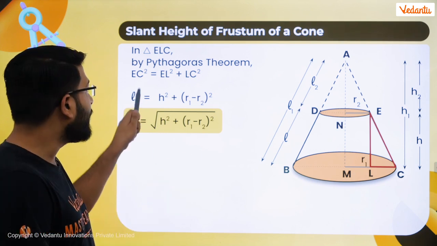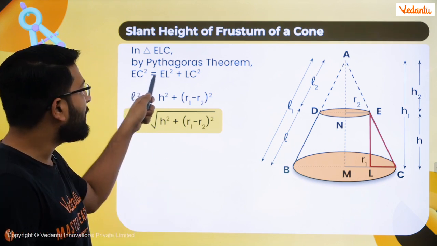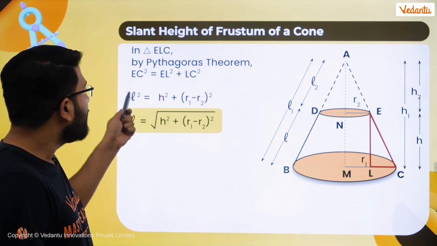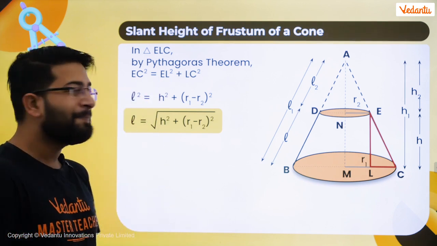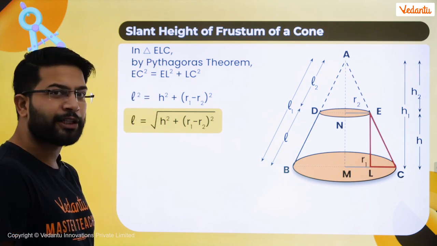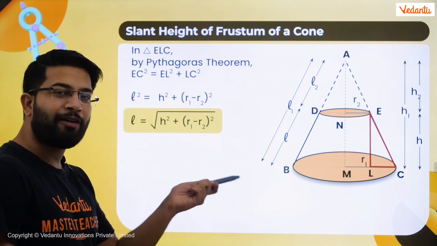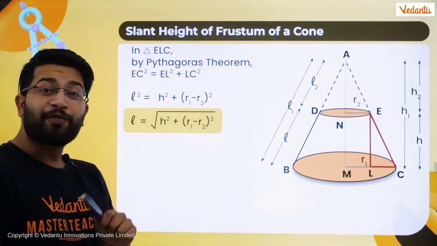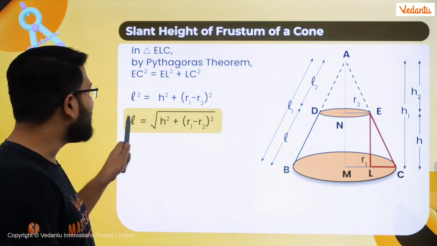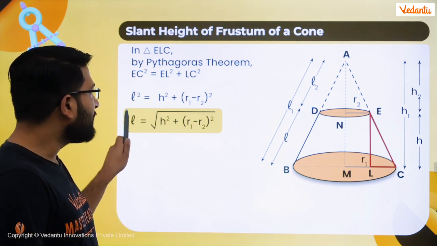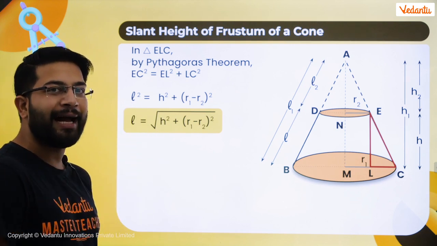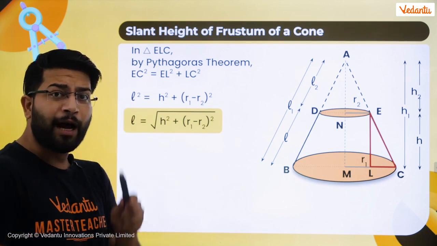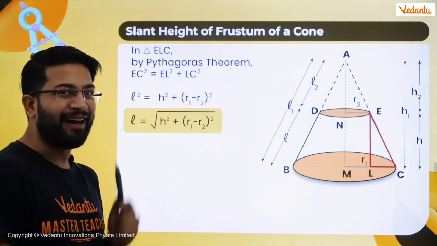We can apply the Pythagorean formula EC square equal to EL square plus LC square. EC is what? The slant height of the frustum, EL is the height of the frustum, and LC is R1 minus R2. We can see in the figure also. So after applying the Pythagorean theorem, we will get the relation between the height, slant height and the radii of the frustum. Please note it down. Make sure that you are noting down every formula and how to derive them.